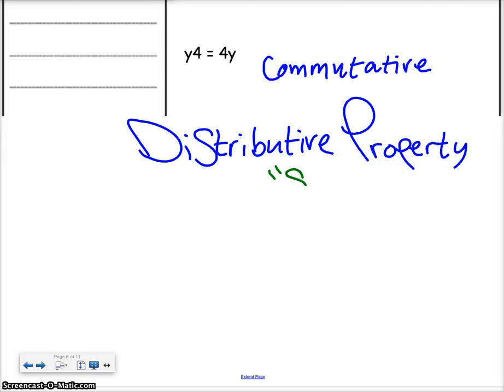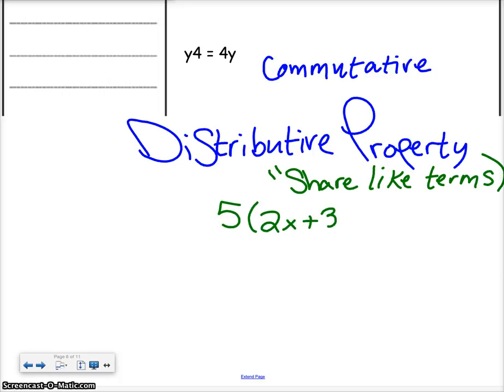I think you share like terms. So either it's already shared or you're going to share it, whether it's a variable or a number. Here's what you know. You know this from 7th grade, right? If a number is sticking on the outside, it wants to be shared with everyone inside, right? So I want to share it, which would be 10x plus 15. That's commutative property or distributive property. That's nothing new.